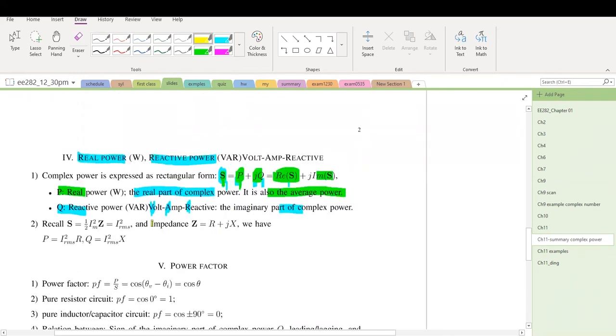Now we recall the impedance Z equals R plus jX. R is the resistance, and we can see that P, the real part, equals I RMS squared multiplied by R, and Q equals I RMS squared multiplied by X. Q depends on the reactance, therefore the name reactive power.